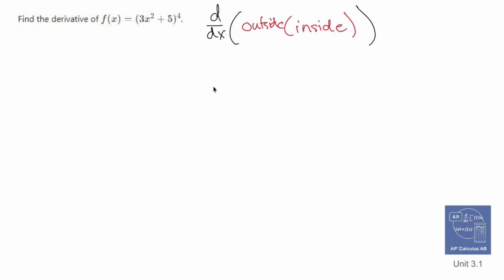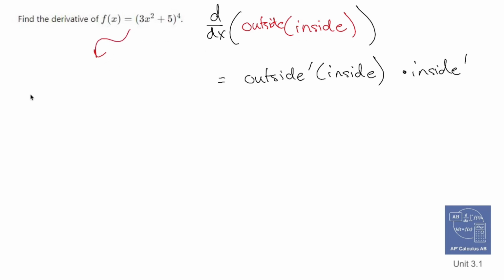When you take the derivative using the chain rule, you take the derivative of the outside stuff. You keep the inside stuff, but then you multiply everything by the derivative of the inside stuff. Take the derivative of the outside stuff, keep the inside stuff, multiply everything by the derivative of the inside stuff. So how do I handle that with this guy right here?